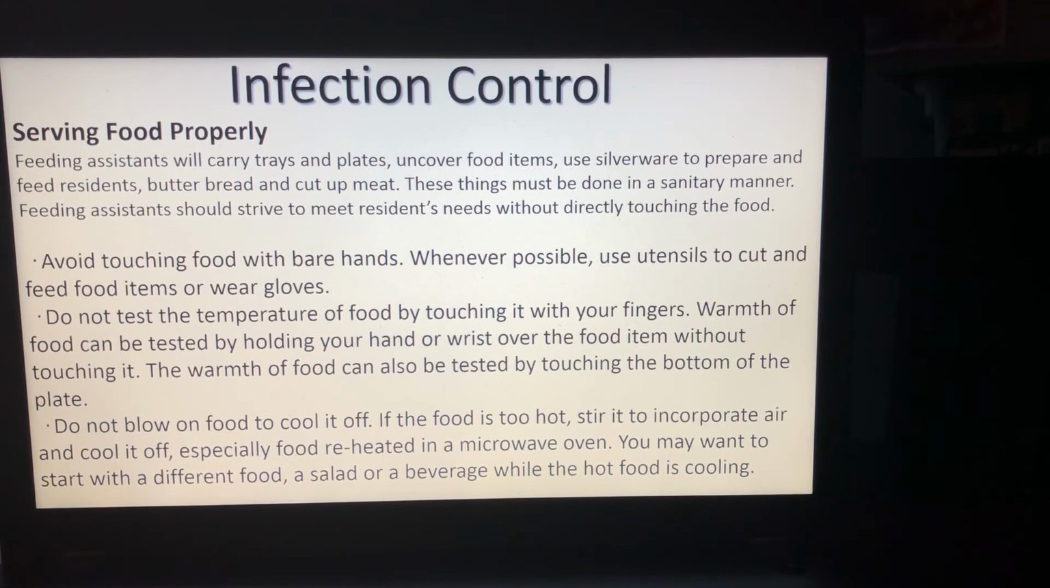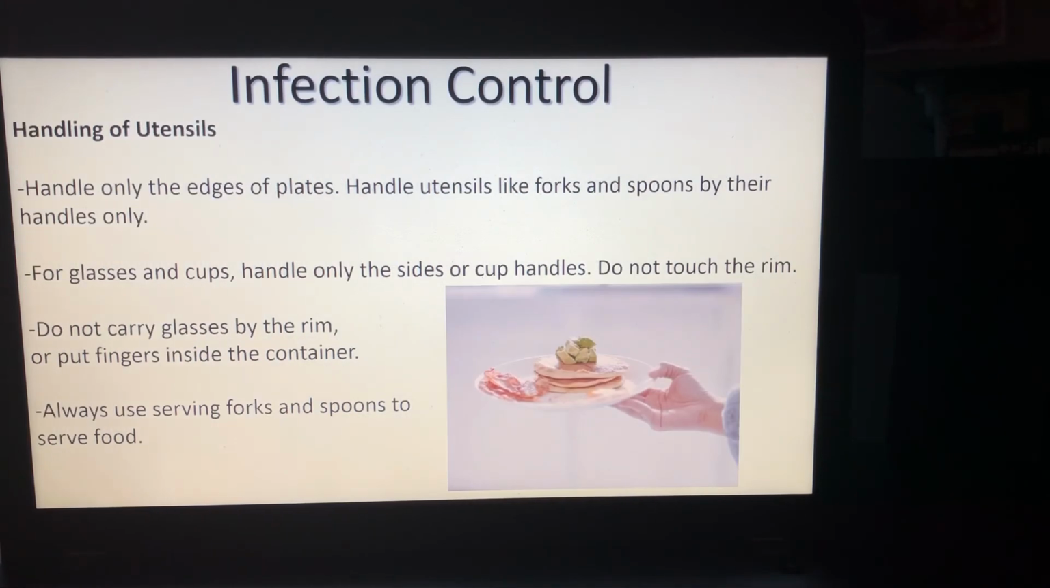We never blow on food to cool it off because, with our mouths, we could be spraying germs onto their food. If the food is too hot, we want to stir it to incorporate air into it and cool it off, especially food that we've reheated in the microwave. But we talked about that a little bit earlier. We typically don't do that. You may want to start with a different food. So if you've got lasagna and a salad, start with the salad so the lasagna can cool down, so that you can start with something while the hot food is cooling.